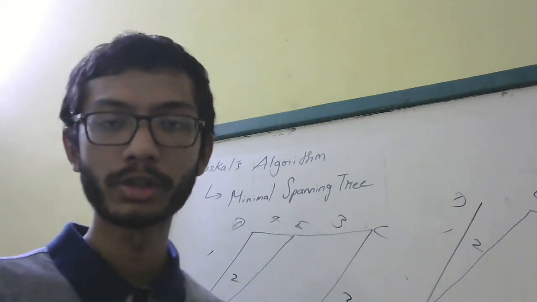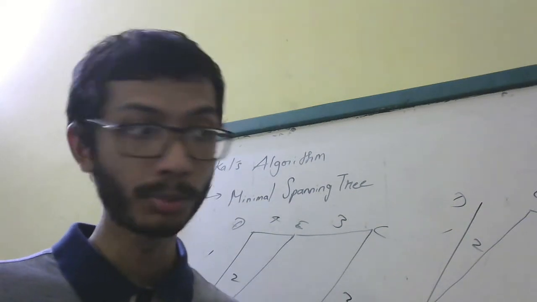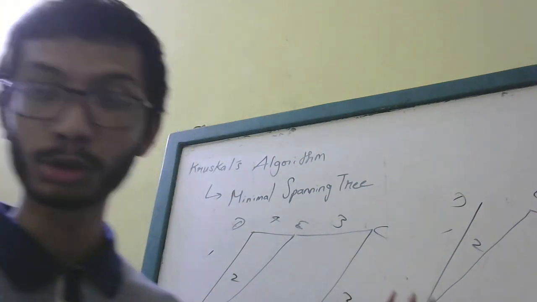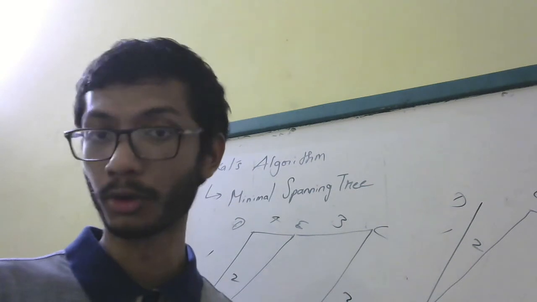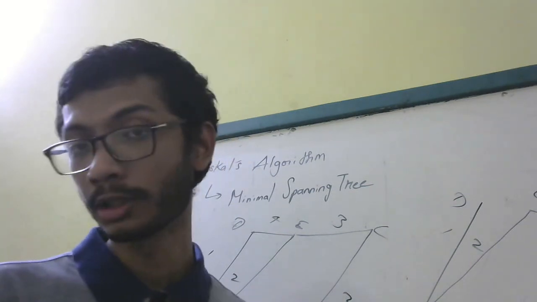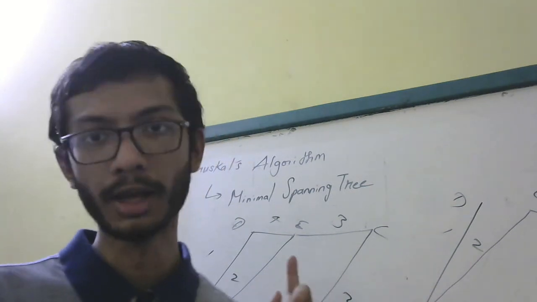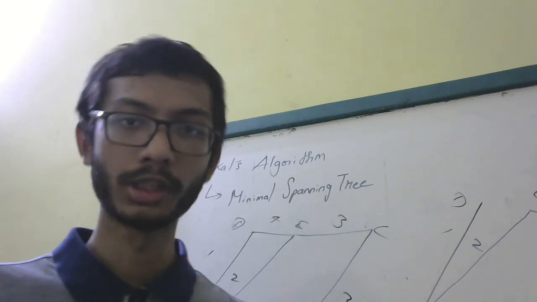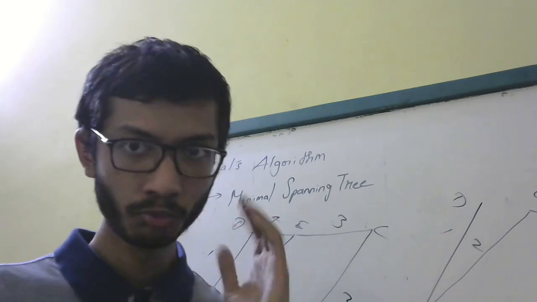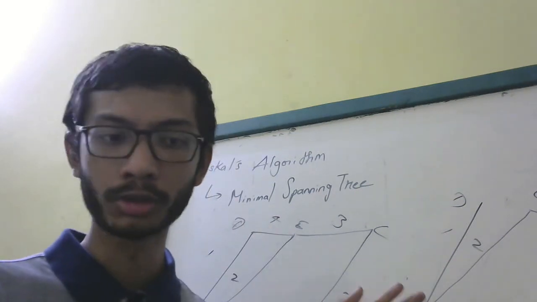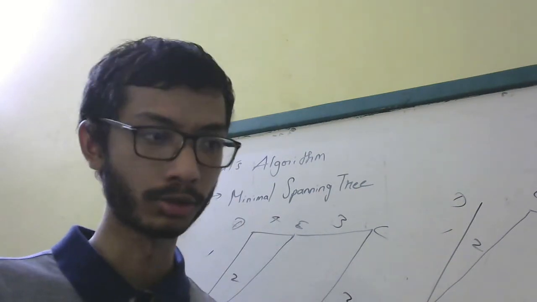The next point is the time complexity. The time complexity of Kruskal's algorithm is big O of n, where n is the number of vertices, of course, while the time complexity of Prim's algorithm is big O of n cross E, where n is the number of vertices and E is the number of edges. As you can clearly see, Kruskal's algorithm is far superior to Prim's algorithm.